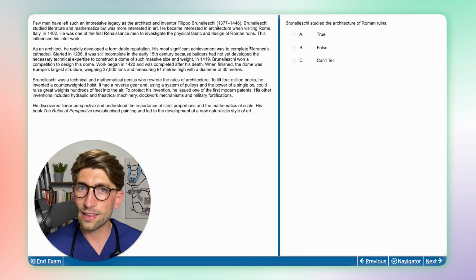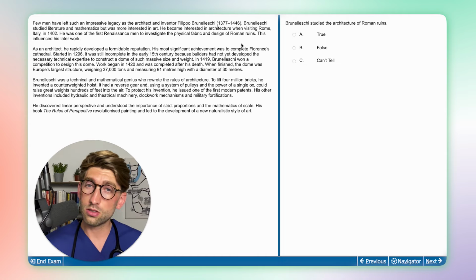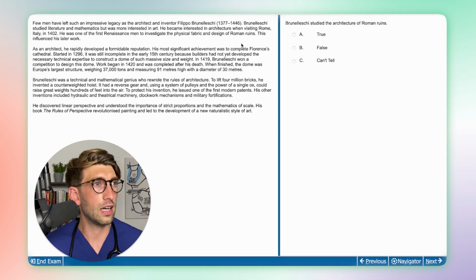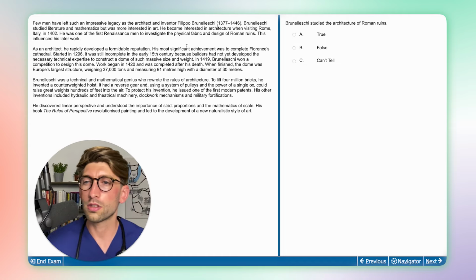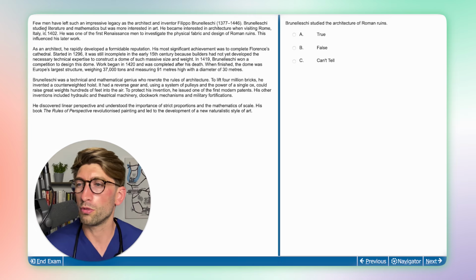So I'm just going to scan this text looking for anything to do with studied, learnt, what other words can we think of? Examined, maybe. Just anything that's a synonym that's going to tell us a little bit about Roman ruins. So we're looking through here: legacy, Philip Brunelleschi, then studied literature. So studied, but it doesn't talk anything about Roman ruins. Interested in architecture in Roman Italy, Renaissance man, investigate the fabric of Roman ruins. So investigate here. Investigate.